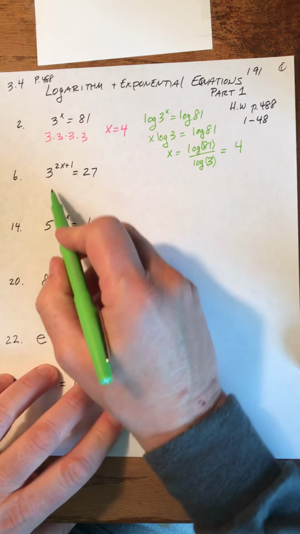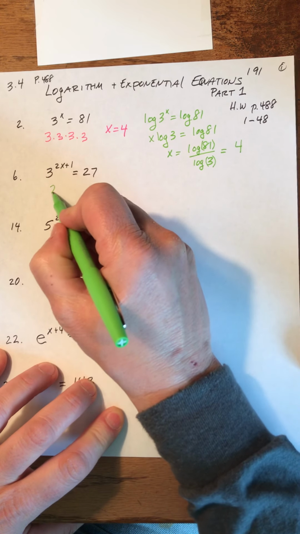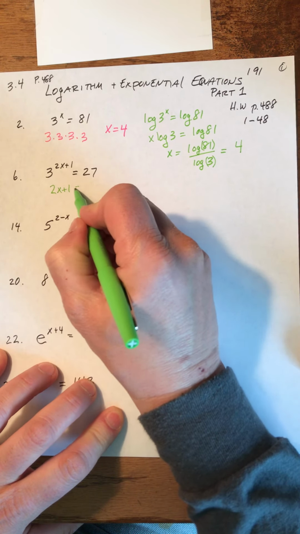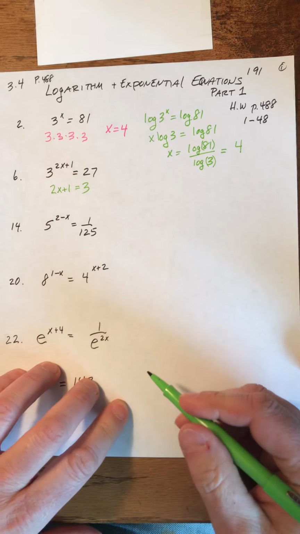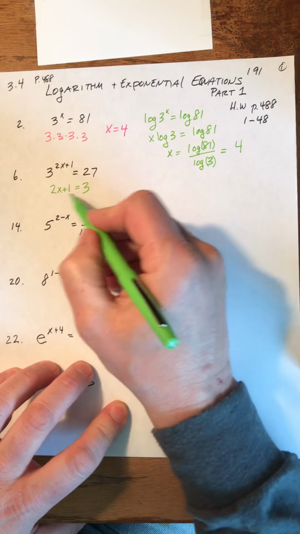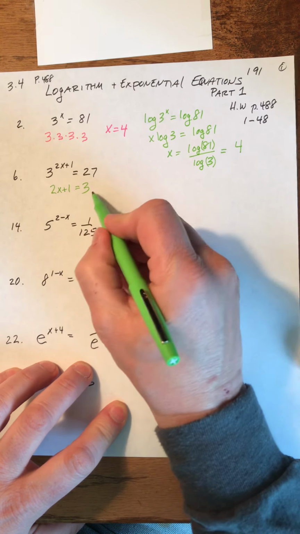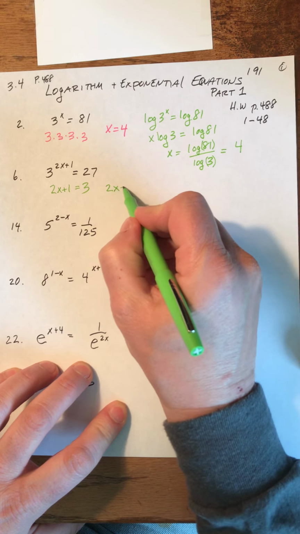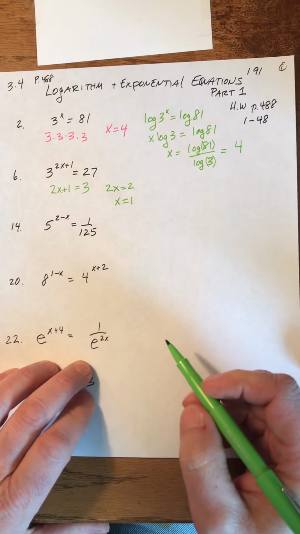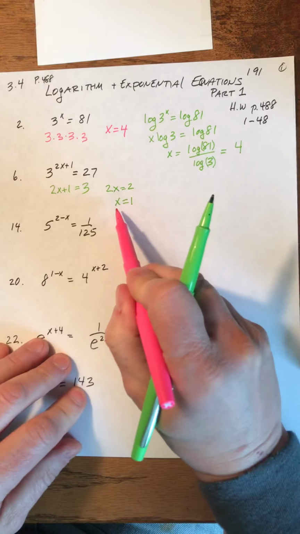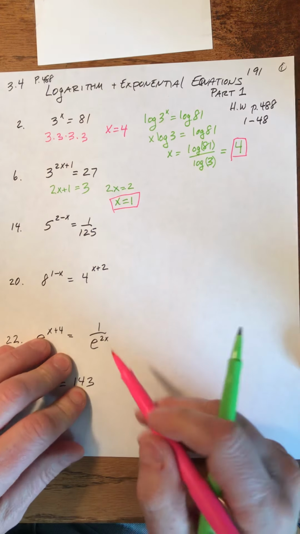If we were to do this one, we know that 3 to the third is 27, so therefore 2x plus 1 should equal 3, because this would have to be a 3 in order to make a 27. Then you just solve this equation like any other one. I'm going to subtract 1 over, and I'm going to get 2x equals 2. Divide both sides by 2, and I'll get x equals 1. So our answer for that one is going to be x equals 1. This one was a 4. So you could try these again.